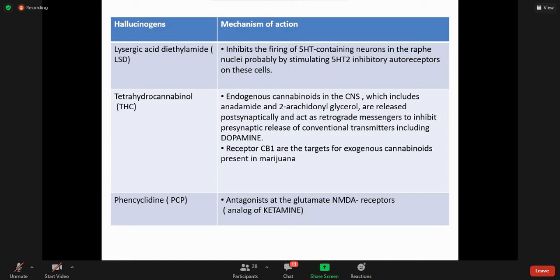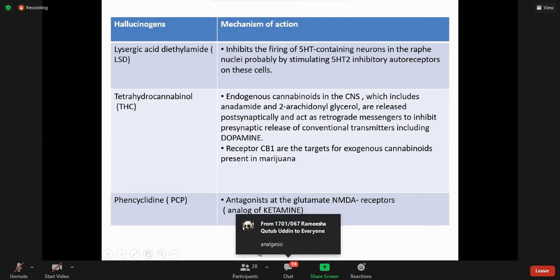Phencyclidine antagonizes the glutamate N-methyl-D-aspartate receptors, and is an analog of ketamine. You know ketamine, in which condition are we using ketamine? Have you ever heard the name of this ketamine? Anyone? Okay, there is a reply: analgesic, anesthetics, IV anesthetics, very good.